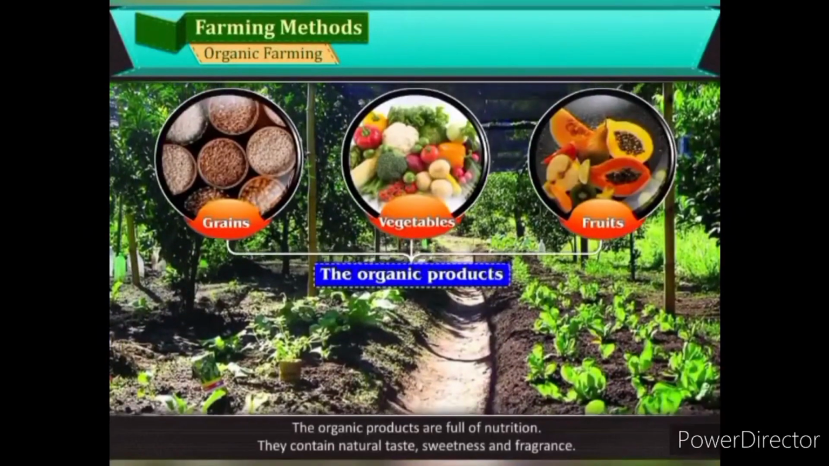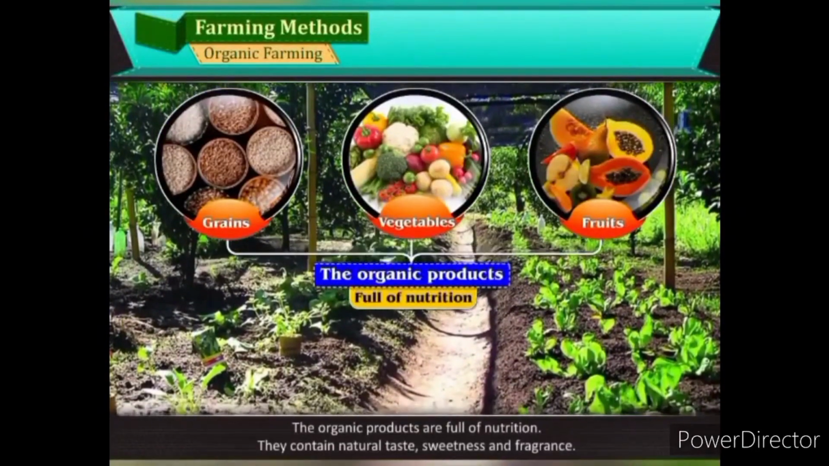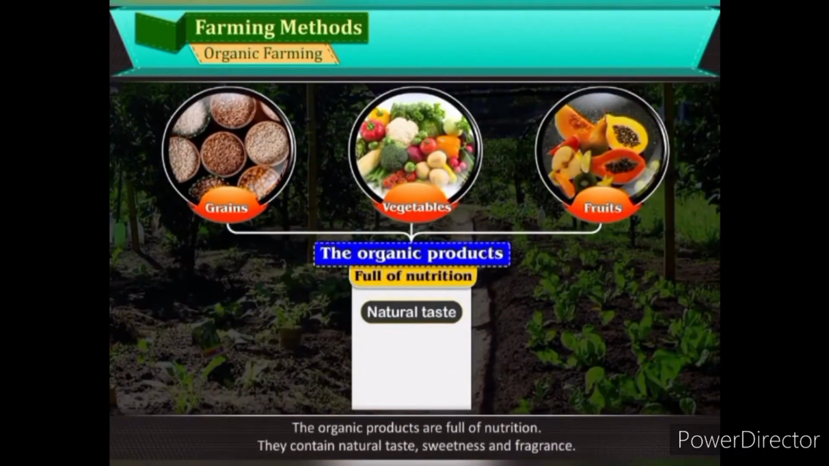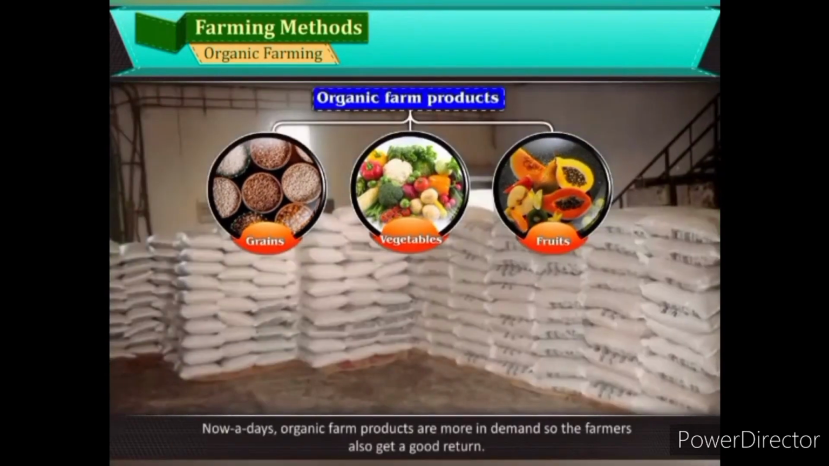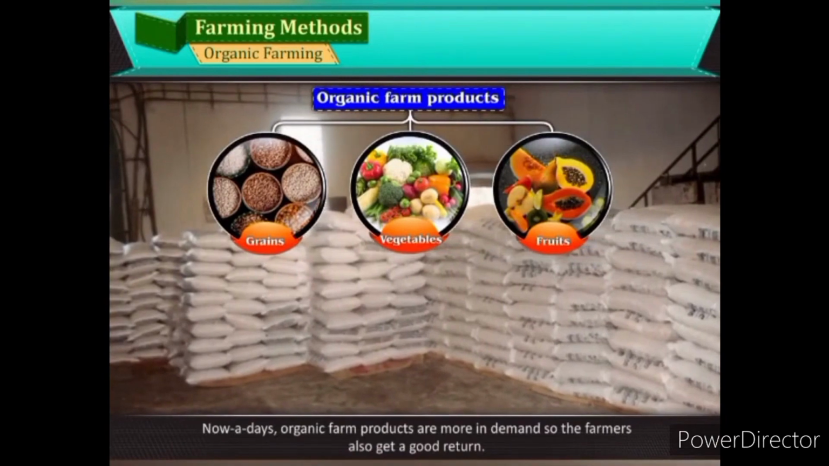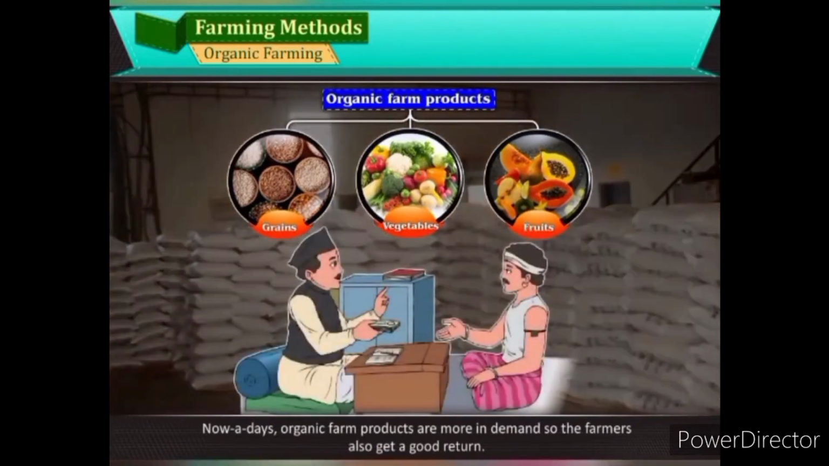The organic products are full of nutrition. They contain natural taste, sweetness, and fragrance. There are minerals, vitamins, and life-energizing elements in these crops. Nowadays, organic farm products are more in demand, so the farmers also get a good return.